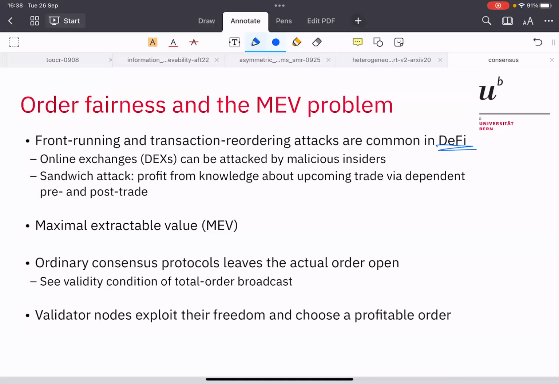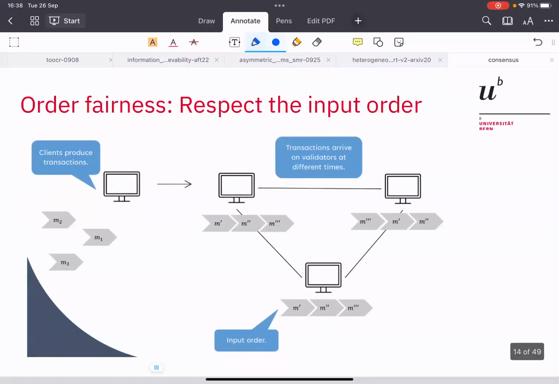Voting-based means that my innocent transaction here, or maybe my couple of transactions from different clients, are going to arrive at the validators. There are 3 validators in this picture, in different orders. And it should be the case that if my transaction arrives at many validators earlier than your transaction, then it should also go into the chain before your transaction.